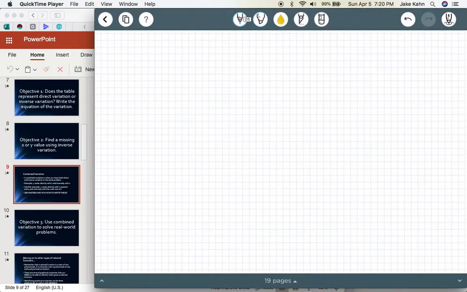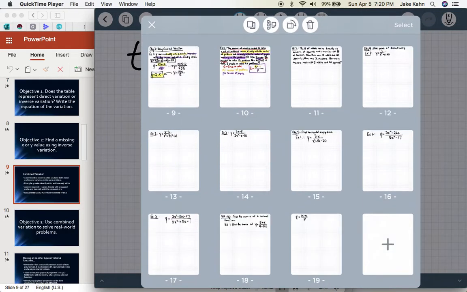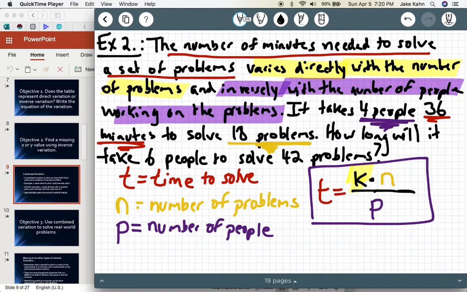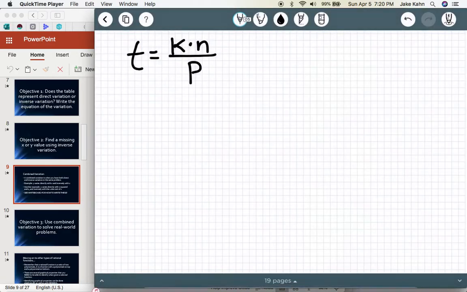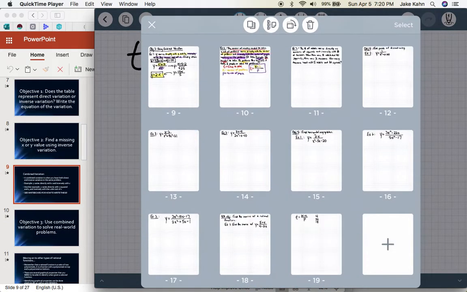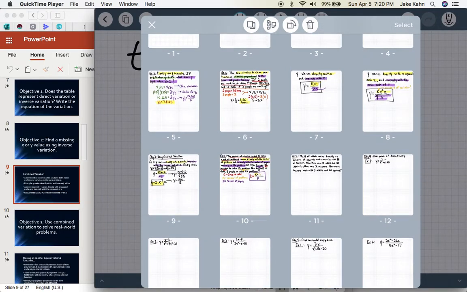So our equation was T equals K times N over P. Going back to our original problem, we were plugging in 4 for P, 36 for T, and 18 for N. Sorry, you guys, this is something that I haven't totally figured out how to do yet, so I have to keep going back and forth.